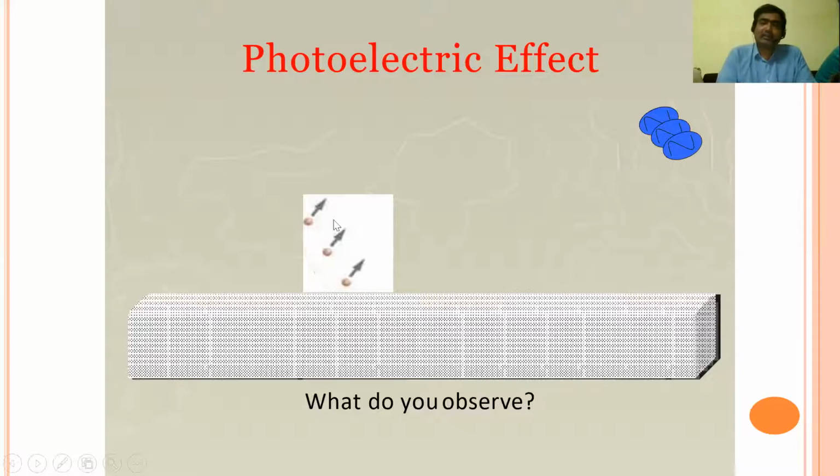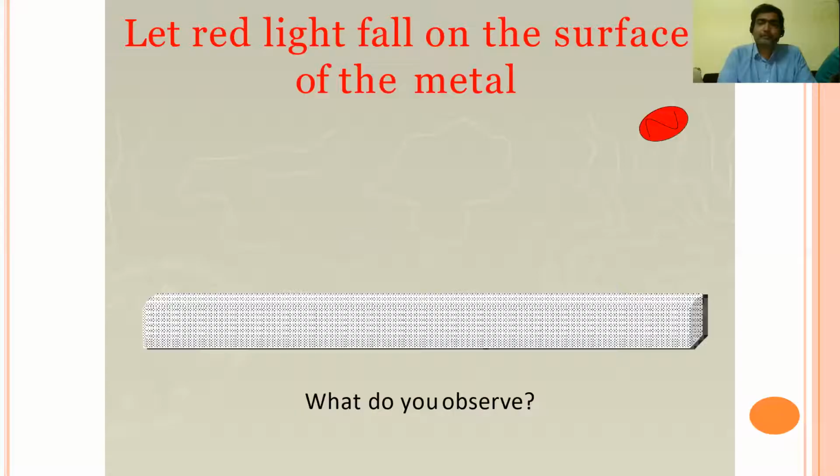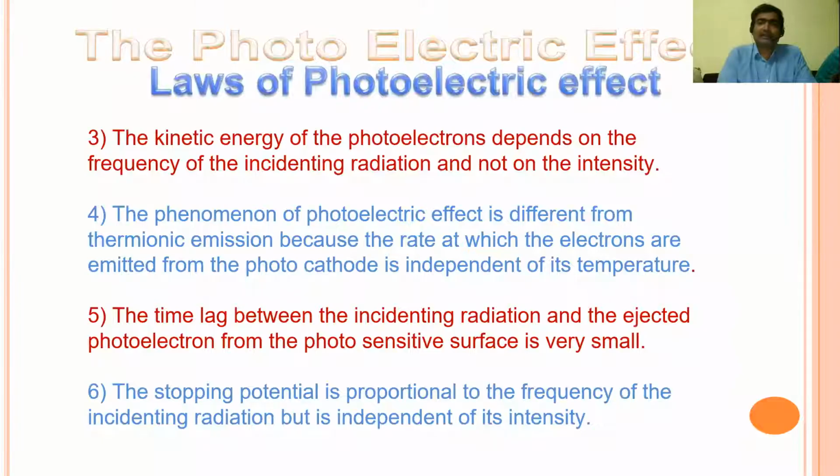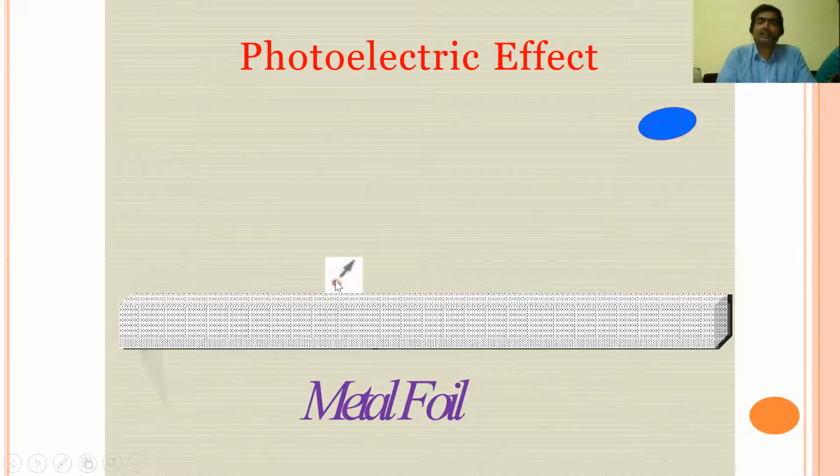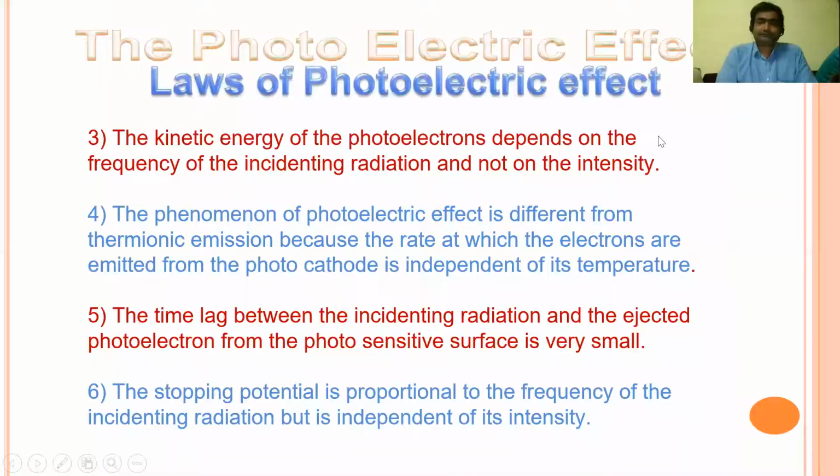Here, what amount of kinetic energy is in this electron? The same amount of kinetic energy is in this electron also. But the difference is, as more photons are falling, with more intensity of the blue light incident on the metal foil, then obviously more number of electrons are emitted, but their kinetic energy does not depend upon the intensity. Purely it depends upon the frequency. This is the law number 3.